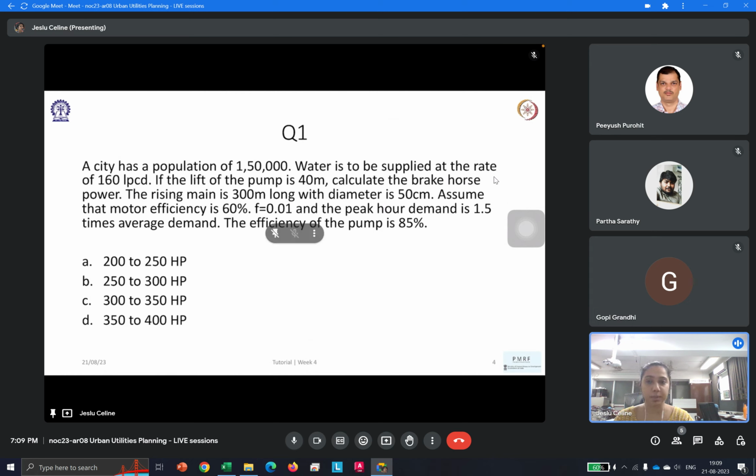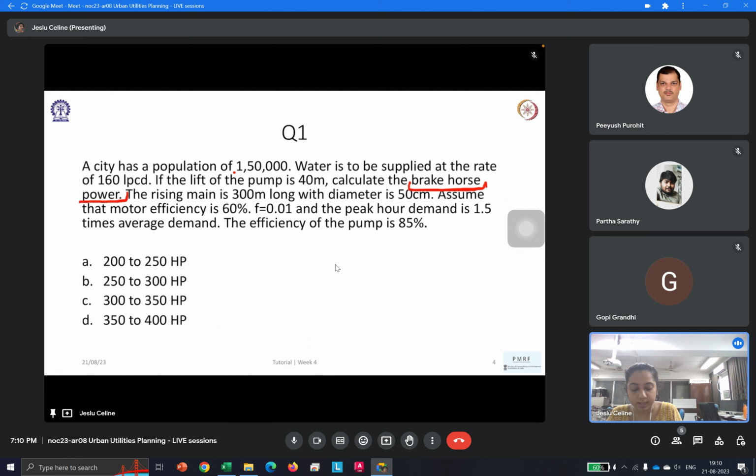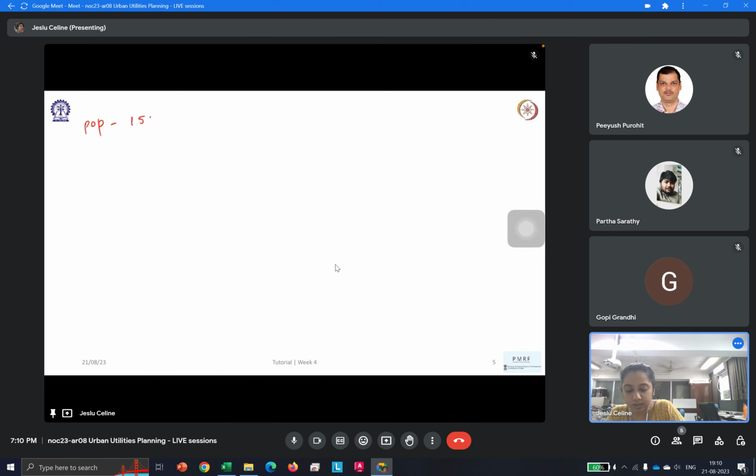So we have a lot of information given here. Firstly, we have been asked to find the brake horsepower. That's the question. Let's write down what is given. We've been given the population, which is 1,50,000 for that region.